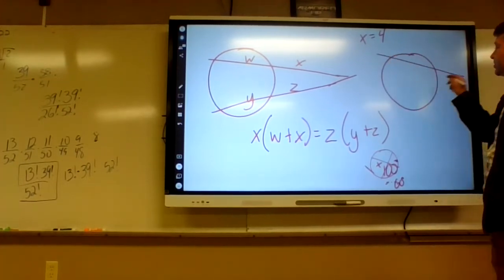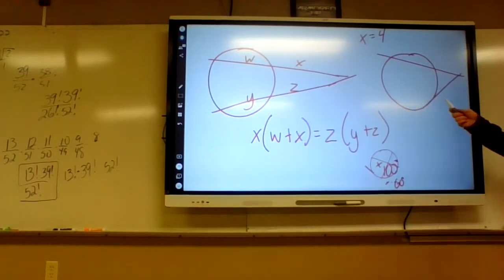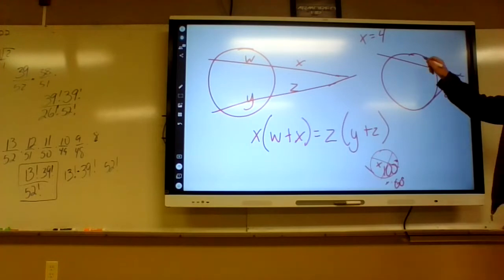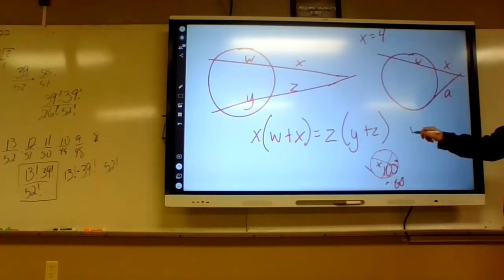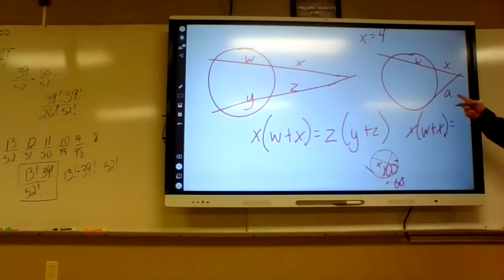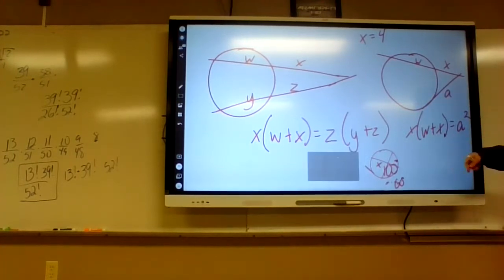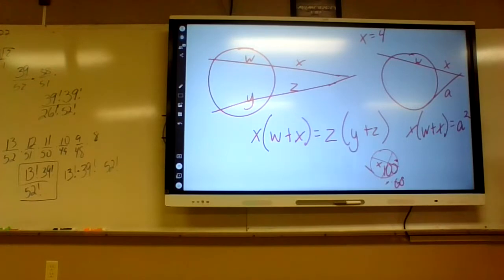By the way, just a really quick note here, if one of your lines is tangent, what's the outside part? The entire thing. And what's the whole thing? The entire thing. So on a tangent line, it would be the outside times the whole thing equals the outside times the whole thing. So that would just be a squared, a times a. If your line is tangent, the outside and the whole thing are both the same thing.